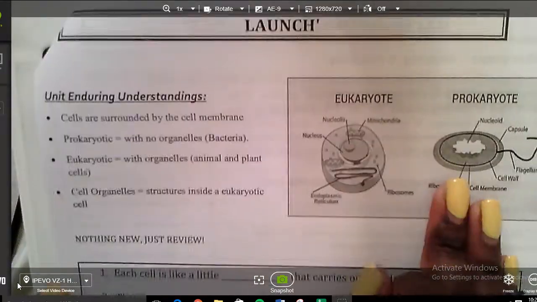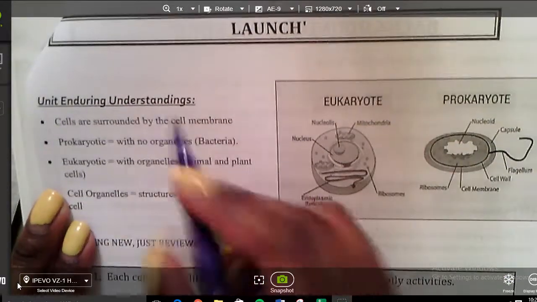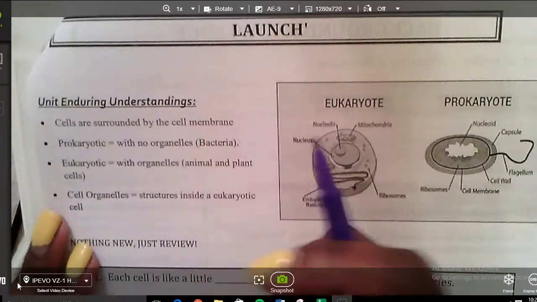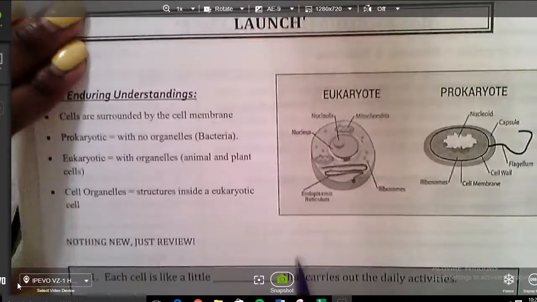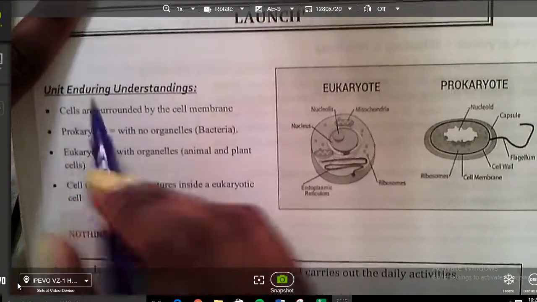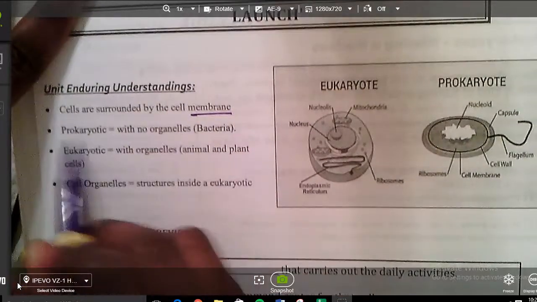So we saw these two cells earlier on our first page. Let's take a look at our enduring understanding. It says cells are surrounded by the cell. When I pause, you fill in the blank. I just want you to whisper it so you don't disturb the person next to you. Seriously, it's like Dora the Explorer. You got to say it. You got to talk into the TV. Cells are surrounded by the cell membrane. Thank you for saying it.